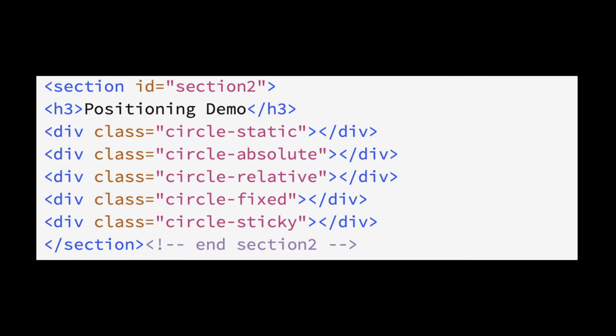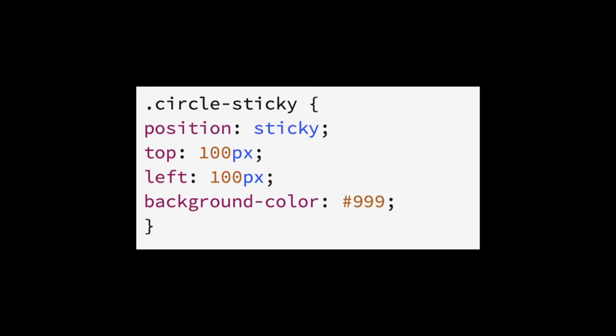Here is the HTML code for section 2 in our demonstration. We see that it would be the last circle element. And here is the CSS. So in this example, we are looking at a circle element with a medium gray color.